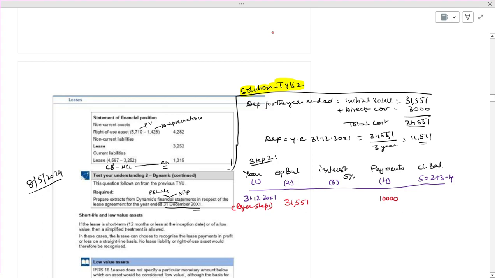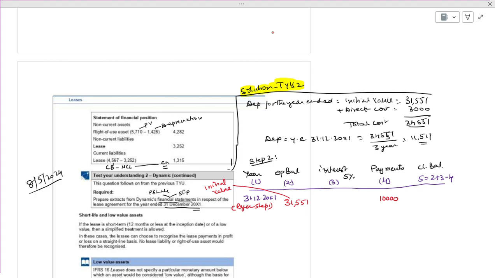31,551. Present value, right? Yes, initial value. I will write initial value. How much? 31,551. On that, how much is the interest? 5%. Calculate. If you are not writing, do it on Excel.